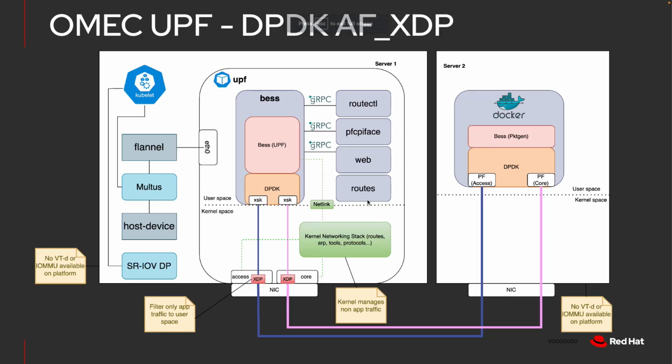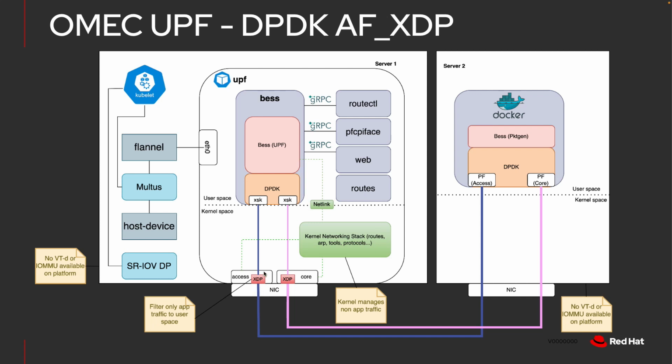Okay, so we are going to use the same setup on server 1 as we did for the pure DPDK PMD based demo. We're still going to have Multus, Flannel, and host device CNI. We're going to use the SR-IOV device plugin to pick up and advertise the different PFs to kubelet, and the CNIs will plumb them then into the UPF pod.